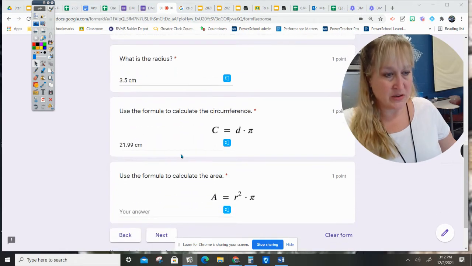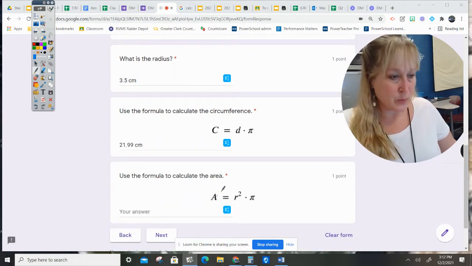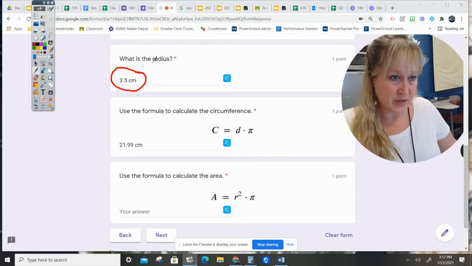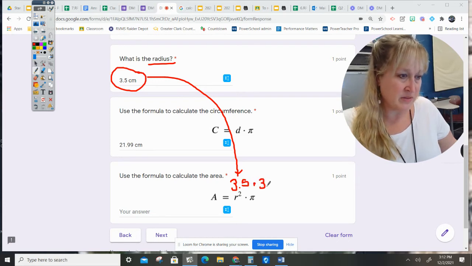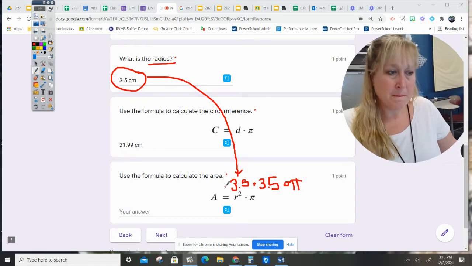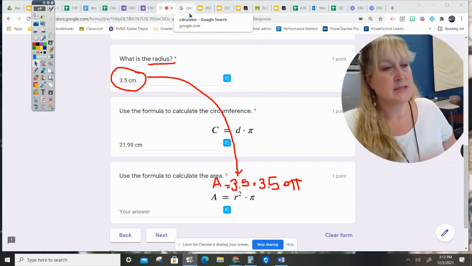Now we need to do the area. Since we have the radius is 3.5, that comes from here. We're going to put that down here, do 3.5 times 3.5 times pi equals my area. So I'll use your calculator that you guys like.